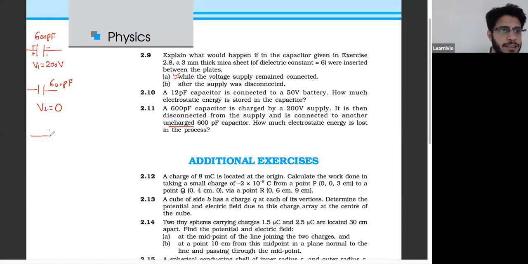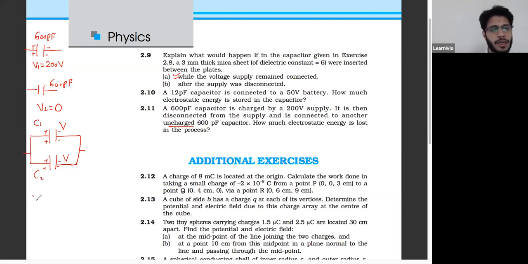Now if I connect these two capacitors, then charge will flow until they acquire a common potential. So what is the common potential? How to calculate the common potential? How would you calculate the common potential V?